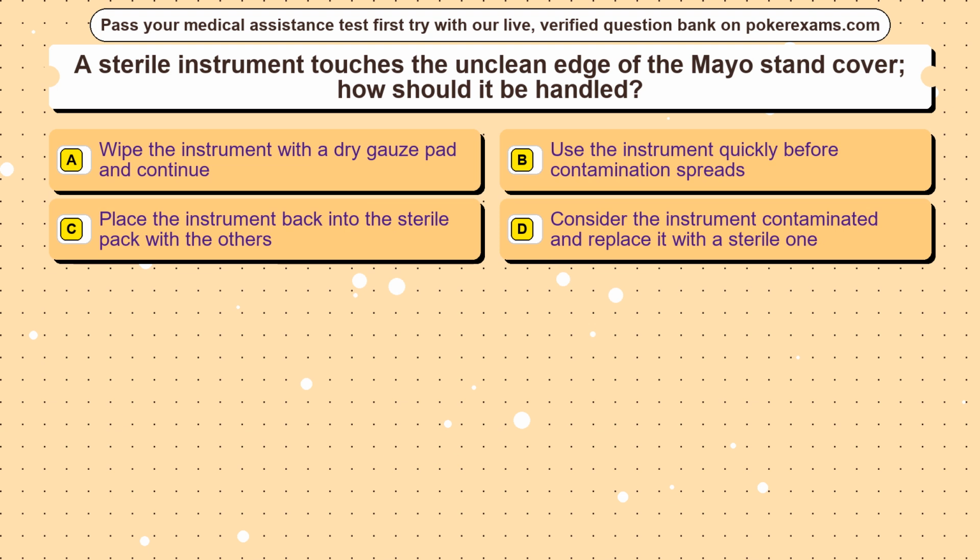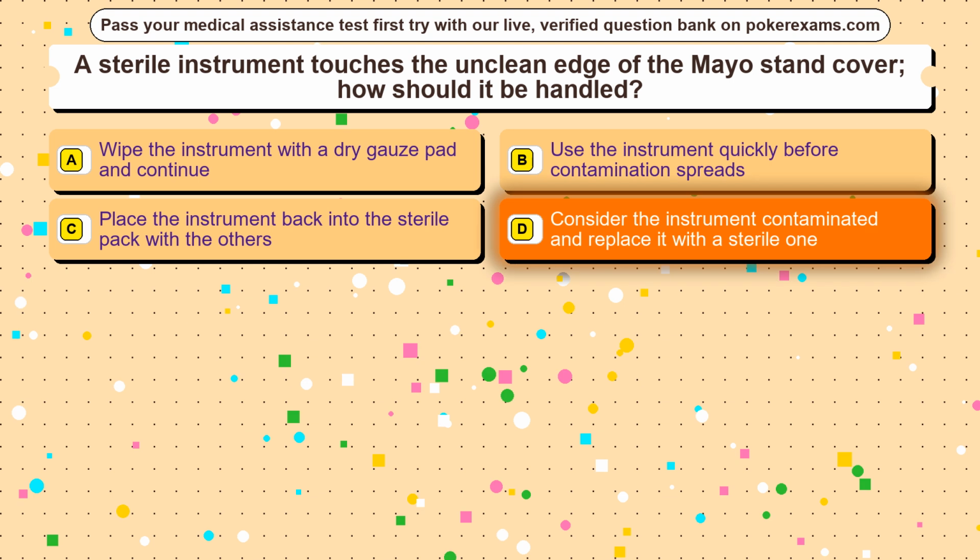Question 86. A sterile instrument touches the unclean edge of the Mayo stand cover. How should it be handled? Option A, wipe the instrument with a dry gauze pad and continue. Option B, use the instrument quickly before contamination spreads. Option C, place the instrument back into the sterile pack with the others. Option D, consider the instrument contaminated and replace it with a sterile one.